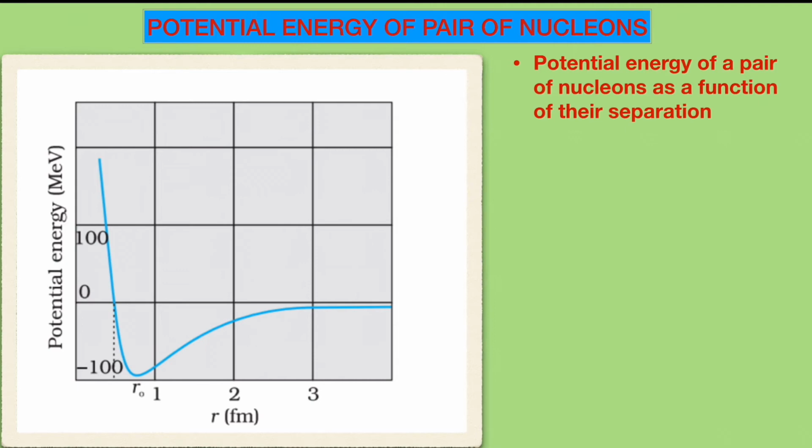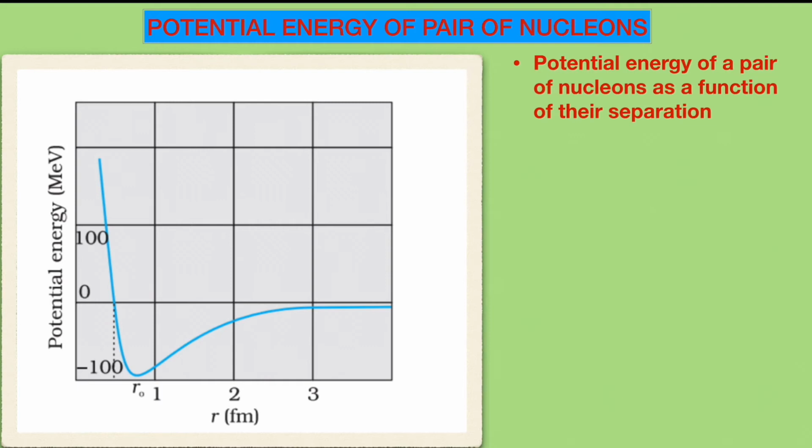As the distance between nucleons increases, the potential energy approaches 0 for more than 2 femtometer separation. Likewise, on the other side, if the distance is less than R naught, then the potential energy suddenly becomes positive. And we know very well that if potential energy is negative, then the force between the two particles is attractive, and if potential energy is positive, then the nature of the force is repulsive.